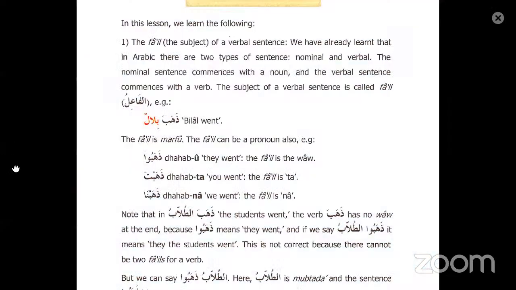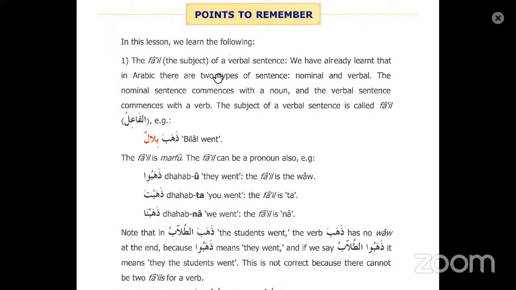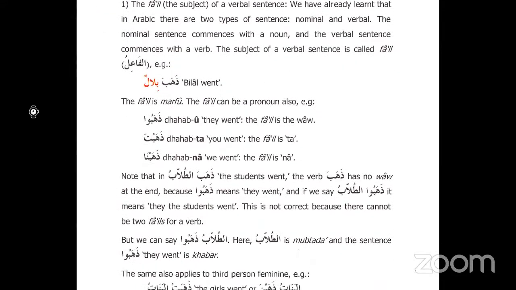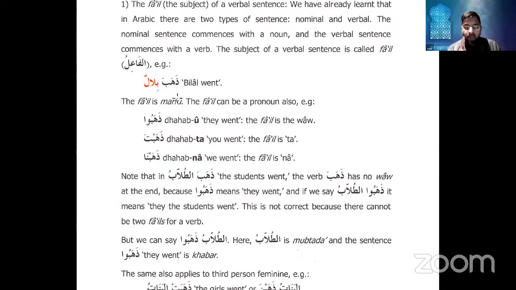In this lesson, we learn the following: the fa'il, the subject of a verbal sentence. We have already learned that in Arabic there are two types of sentence, nominal and verbal. The nominal sentence commences with a noun and the verbal sentence commences with a verb. The subject of a verbal sentence is called fa'il. Dhahaba Bilalun. Bilal went.